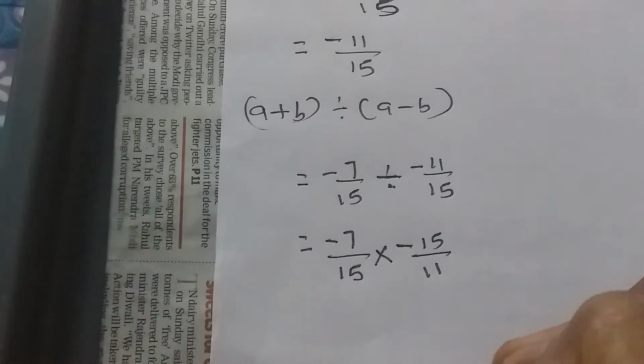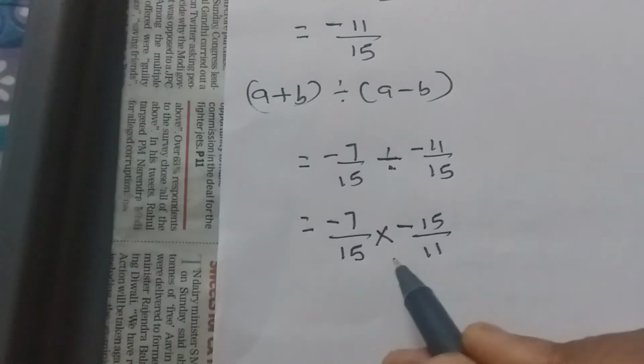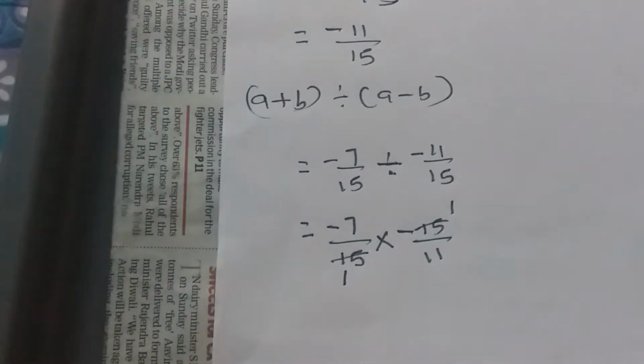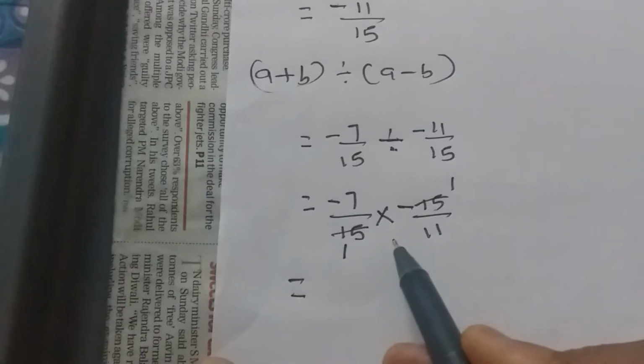Next step, if it's possible, you have to cancel. 15 and 15, two same numbers, can be cancelled by the number itself. So 15 ones are 15, 15 ones are 15. Then 7 and 11, they are prime numbers. They don't have a common factor. So cancelling is over. What is the next step?